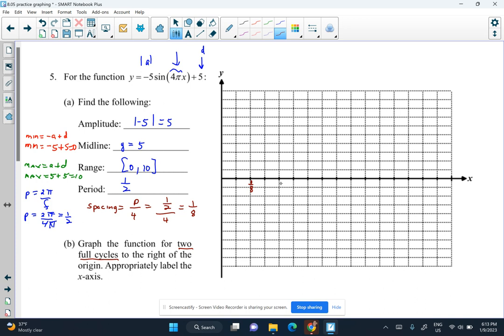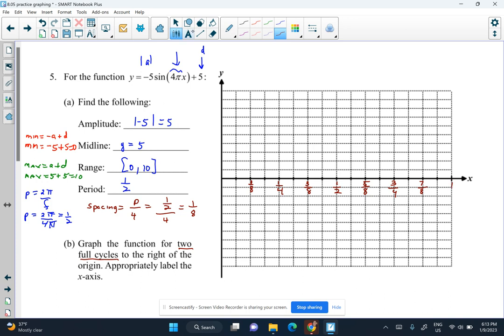So 1/8, move 2 boxes over. That's 2/8, which reduces to 1/4. That's 3/8. 4/8, which reduces to 1/2. 5/8. 6/8 reduces to 3/4. 7/8, and 8/8, which is 1.